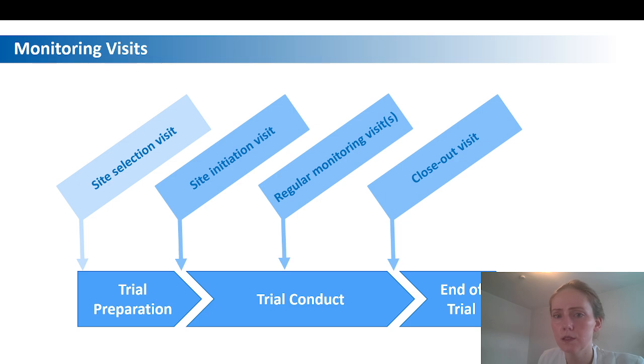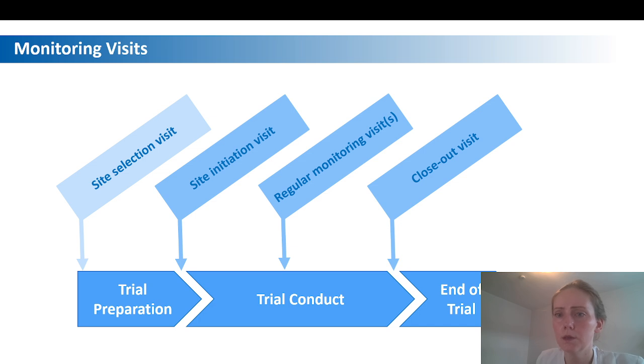be checked and discussed. First of all, after a potential trial site confirms their interest in participating in a clinical trial, a site selection visit takes place. This serves to check their qualification for participation and is followed after formal selection by the trial preparation, both at the site and the sponsor.